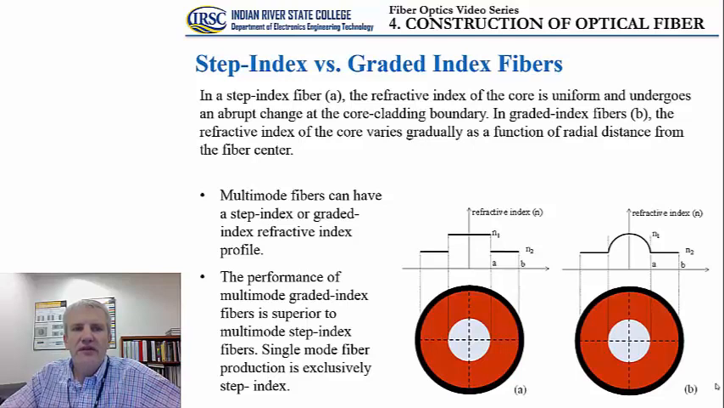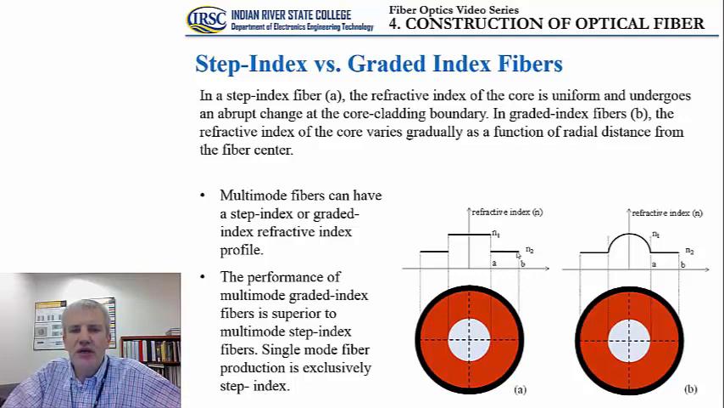Okay, let us compare the step index versus graded index fibers. In the case of a step index fiber, shown here on the left picture, the refractive index of the core is uniform and undergoes an abrupt change at the core cladding boundary. You can see on this curve that we have a straight horizontal line that represents the index of refraction of the core, and then a sudden drop down to a different value of the index of refraction as we are moving into the cladding. This is the basic characteristic of a so-called step index optical fiber.